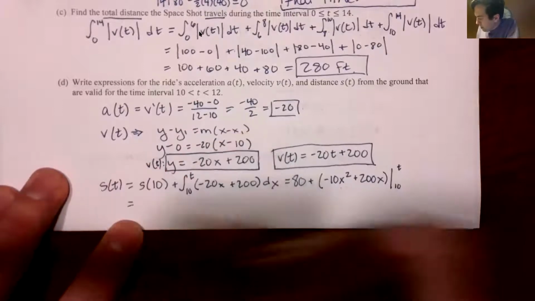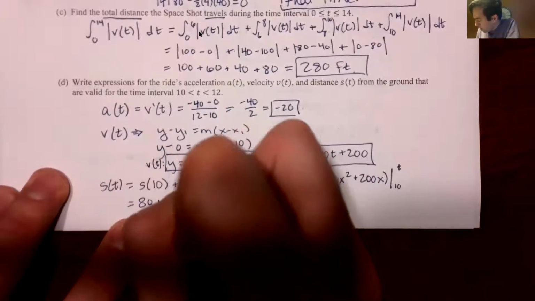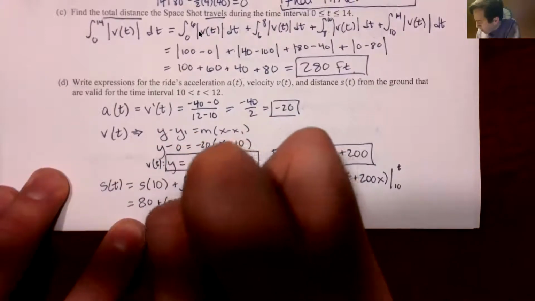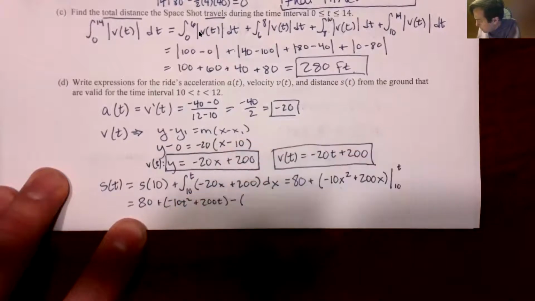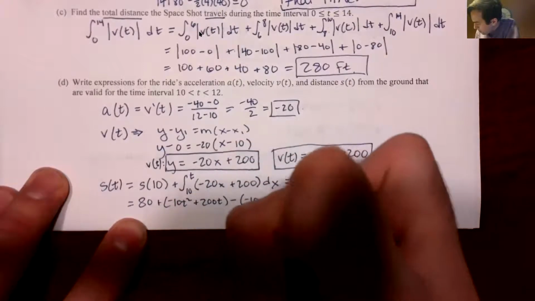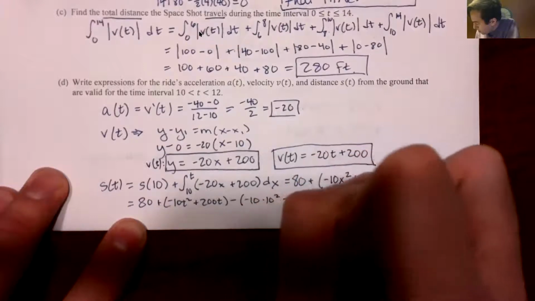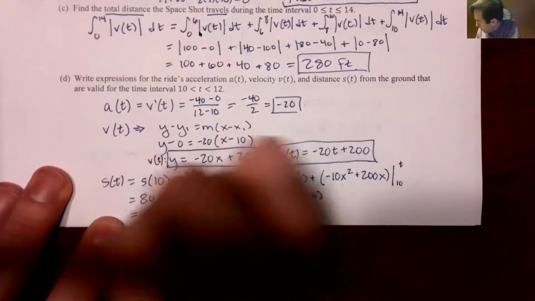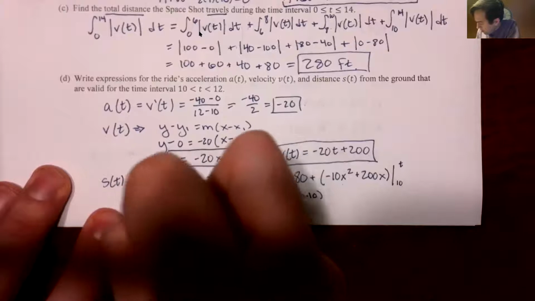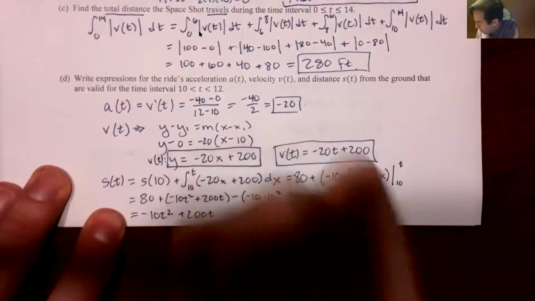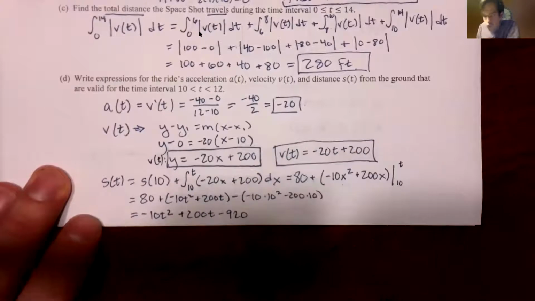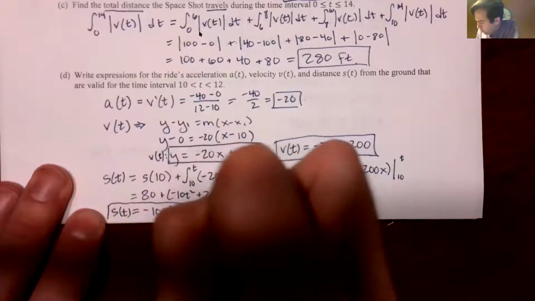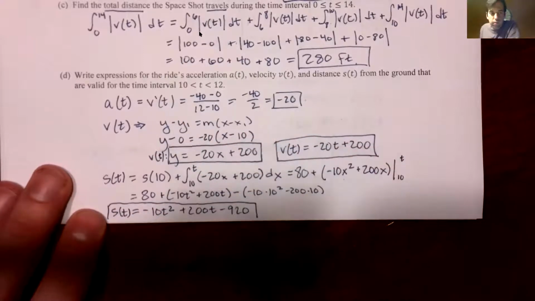So we're going to get 80 plus -10t squared plus 200t minus -10 times 10 squared plus 200 times 10. And we multiply and combine like terms there, and your final answer is going to be -10t squared plus 200t minus 920. So there you go. There's your position function. That's only true from 10 to 12, but that's what the question asked.